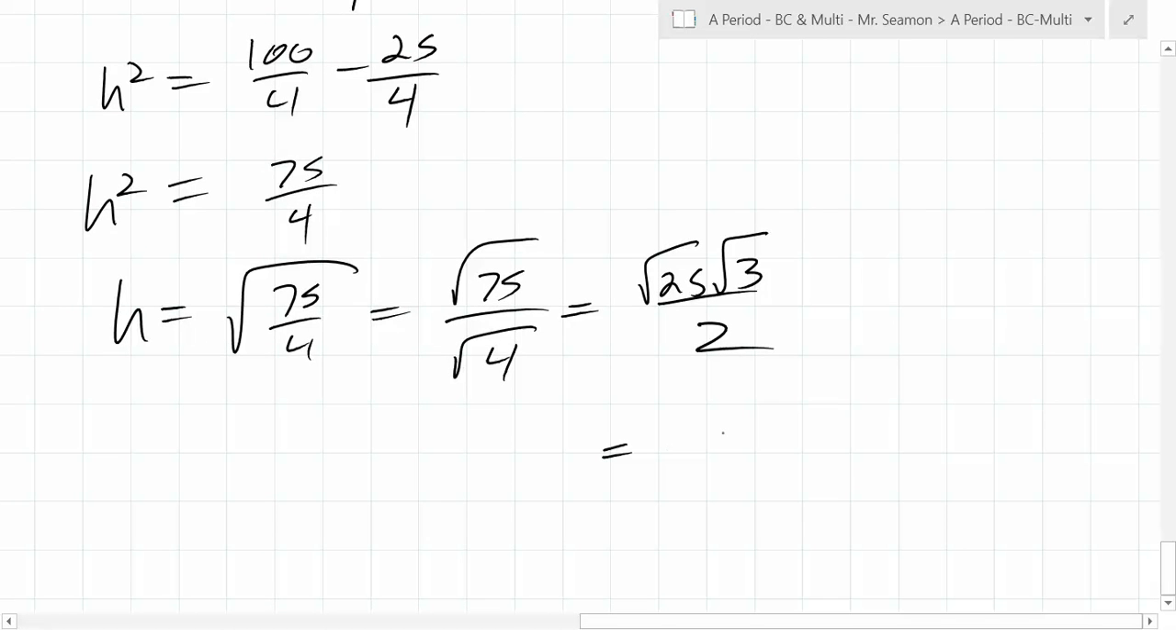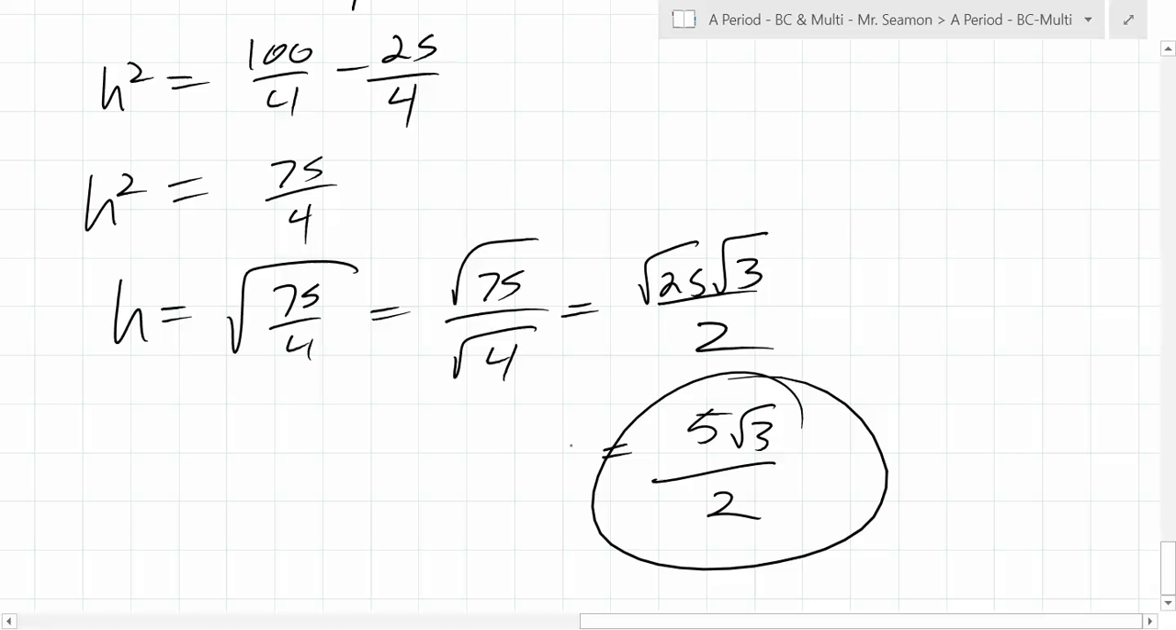What's the square root of 25? Did we just do this in class? Maybe today? Was that it, Nick? Today, right? Yeah. So what is that? That's our height. We're not done yet, though.